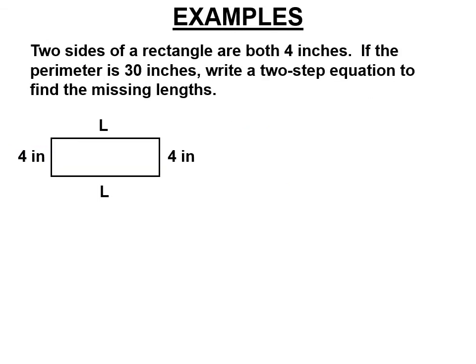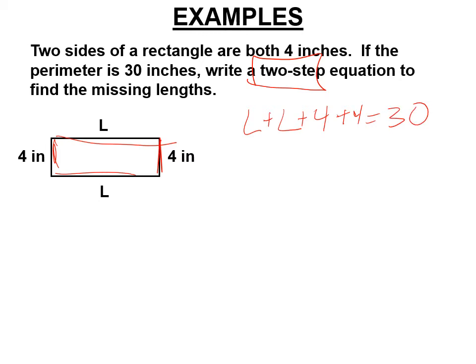Right, so two sides of a rectangle are both 4 inches, so that's these sides. Then we have some missing lengths here. If the perimeter is 30 inches, write a two-step equation. So that means it has to look like all the others once you're done. So perimeter, add up the sides. So we have a length that's missing, another length that's missing. We have a 4 and a 4, and all that has to add up to 30. But this doesn't look like the others.